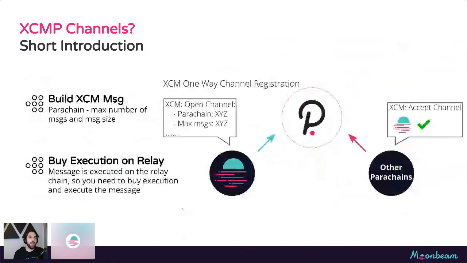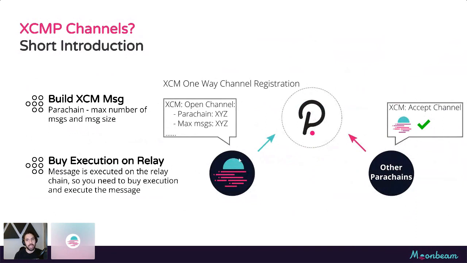So the channel opening is basically done by building an XCM message. And the XCM message is actually super interesting, because the message itself contains multiple elements. And one of these elements is that the parachain buys some execution time on the relay chain itself.